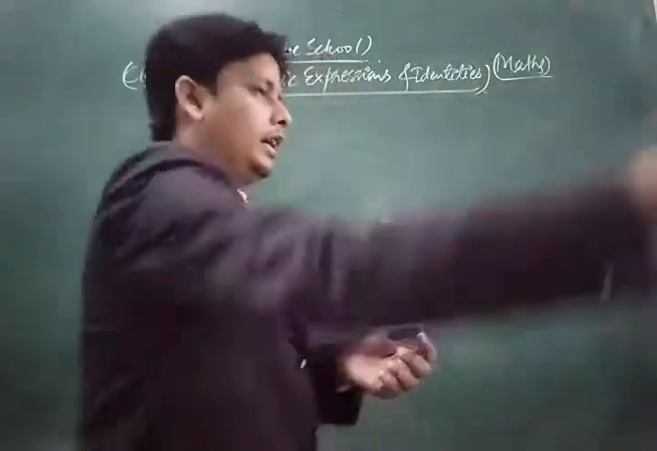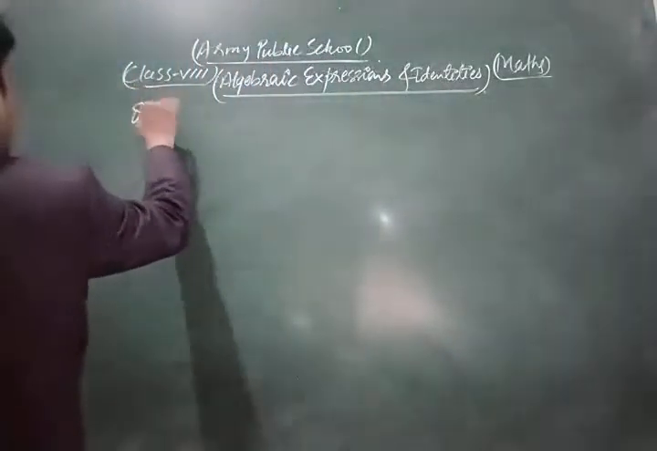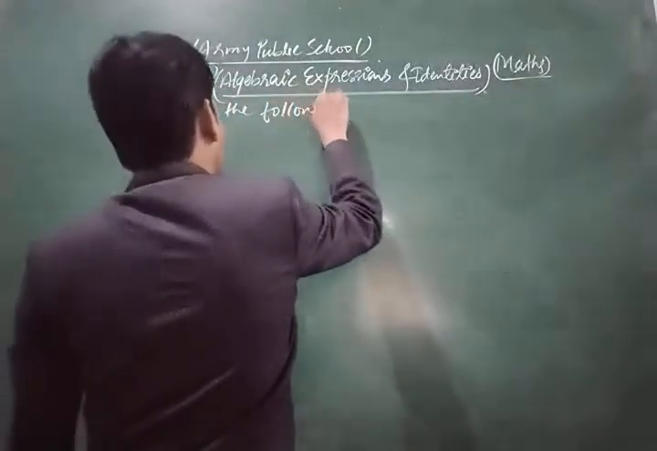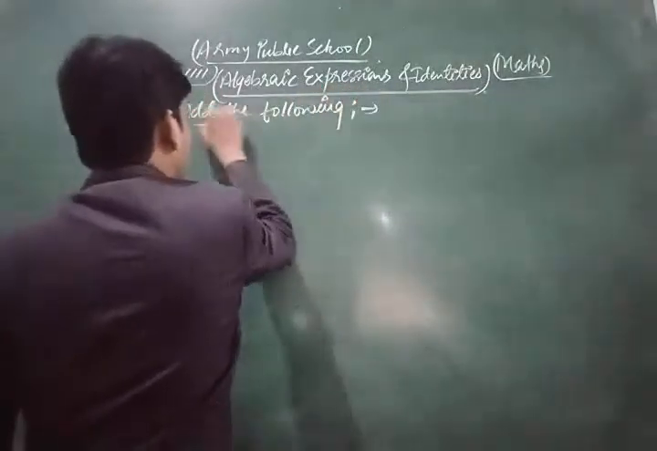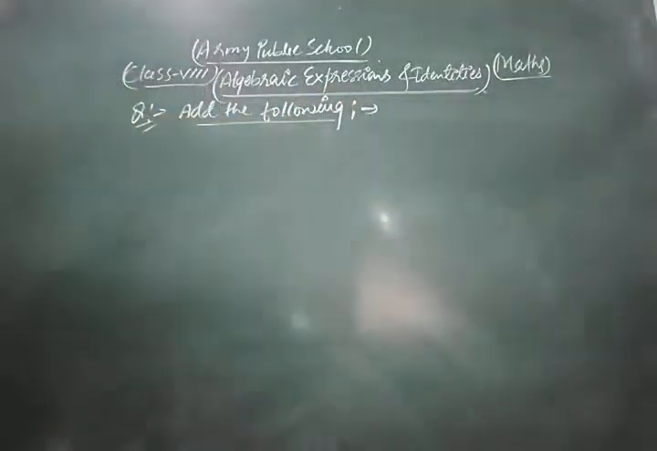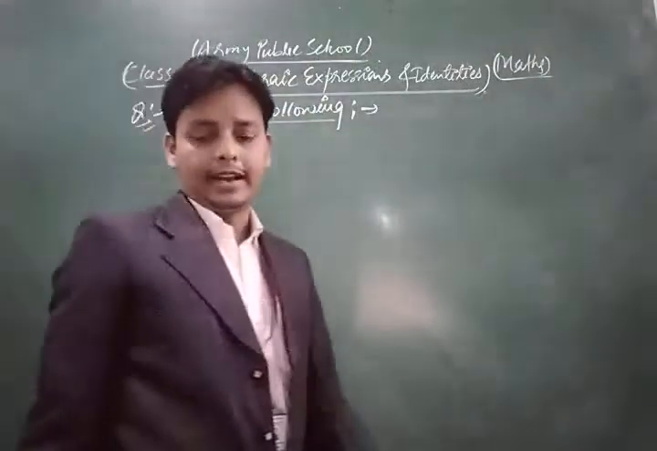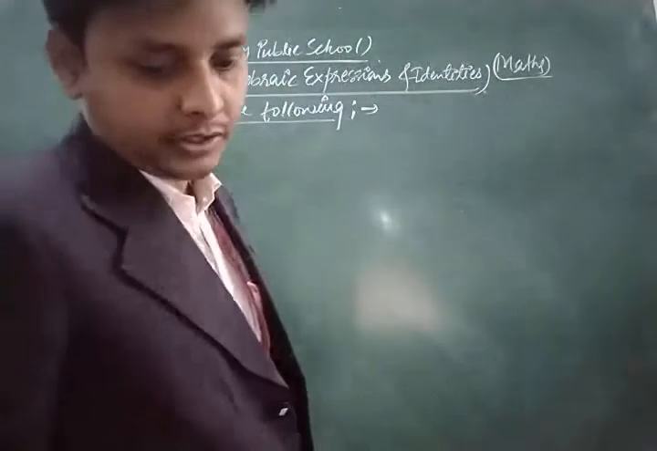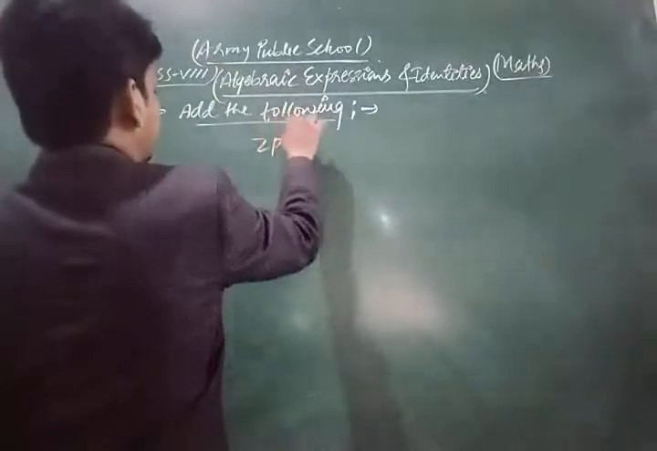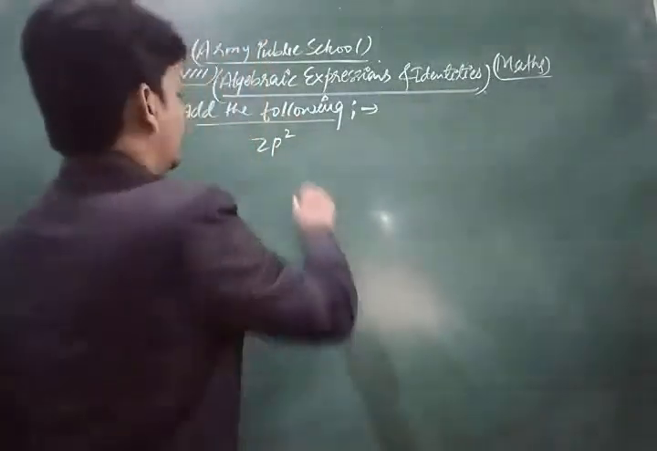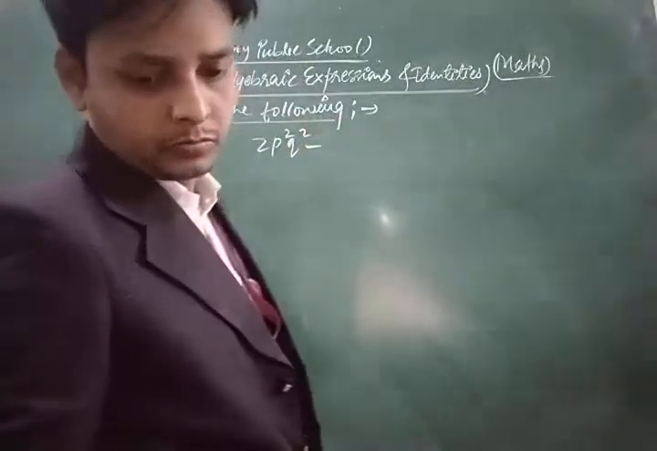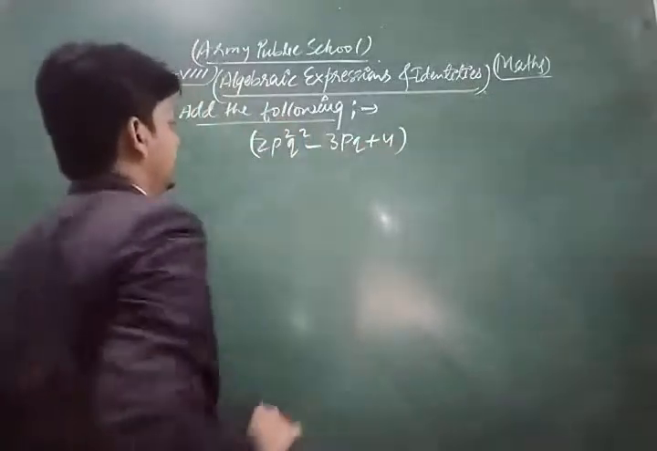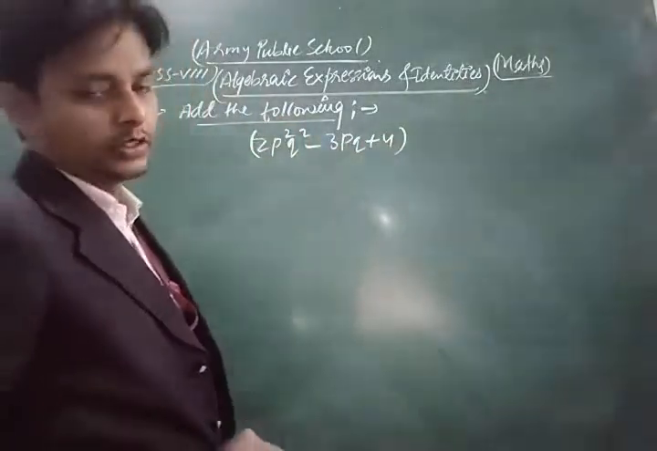Add the following. The first question, dear students, is a very important one. The first part of this question is the expression 2p square q square minus 3pq plus 4. This is the first algebraic expression, and the second one is what?